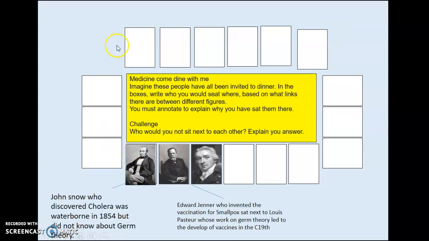So have a think, look back, do some research on each of the figures. There will be links on Show My Homework, plus links to GCSE Pod that will help you do this. And then plan your table plan, making sure you make a brief note for each pair about why you've sat who next to who. So pause the video now, go and look at those links and do the research to complete your table plan.